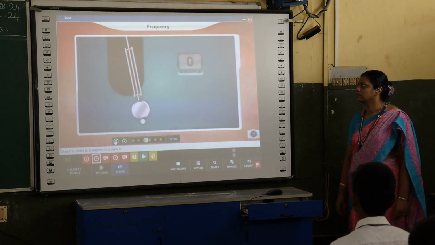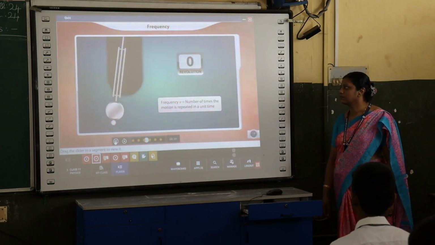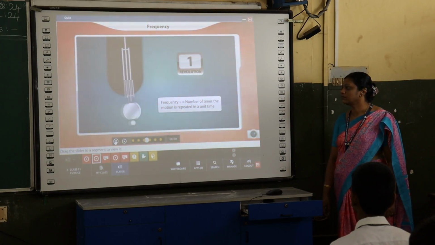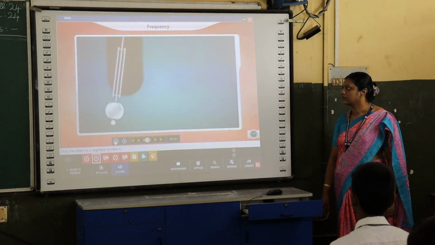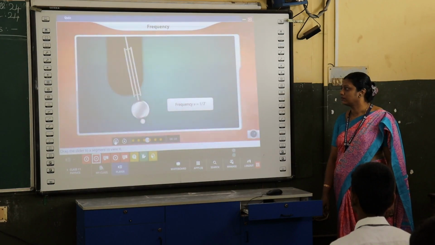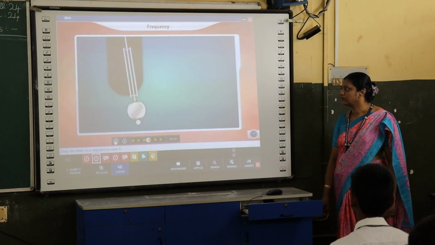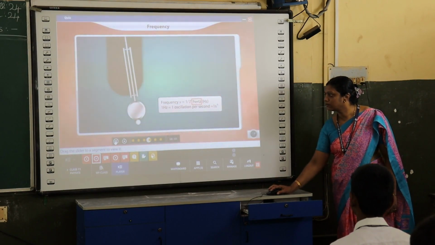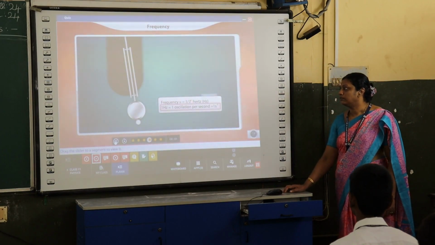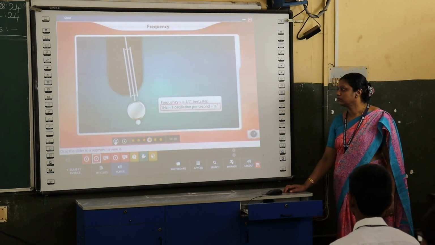The number of times the periodic motion is repeated per unit time is called the frequency nu. Frequency is the reciprocal of the time period. Hence, its unit is per second. This unit is also called hertz, after Heinrich Hertz, the discoverer of radio waves. 1 hertz is equal to 1 oscillation per second.